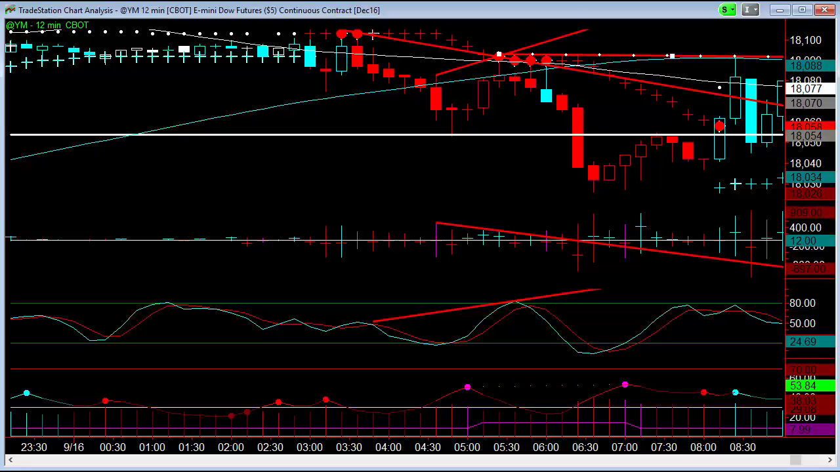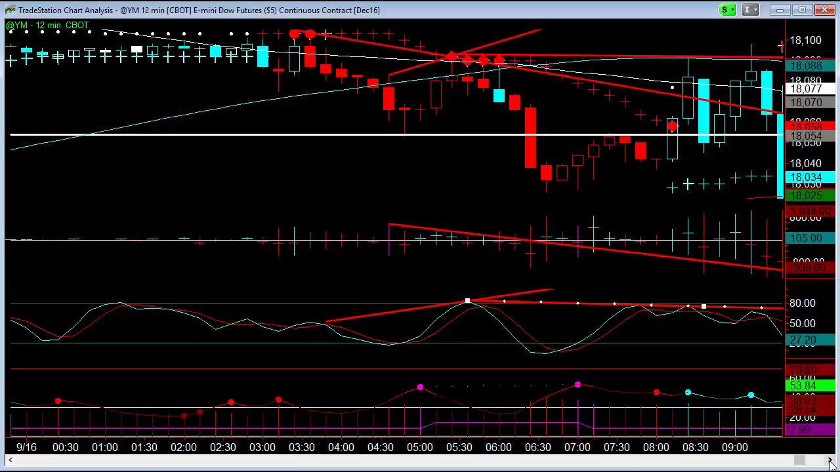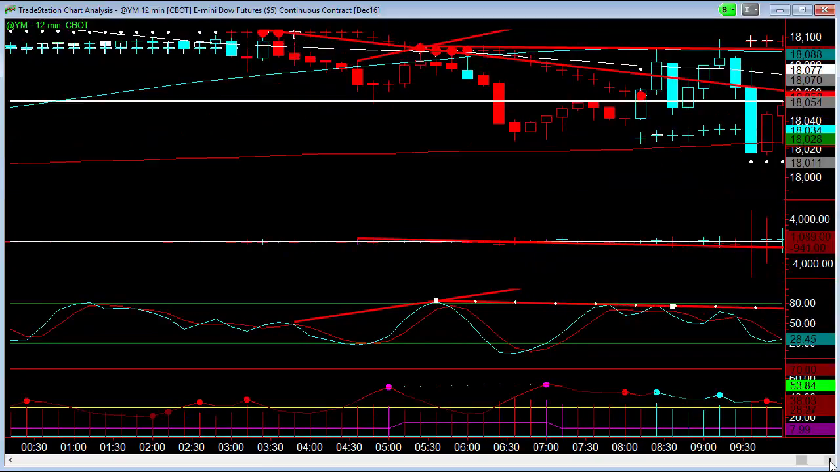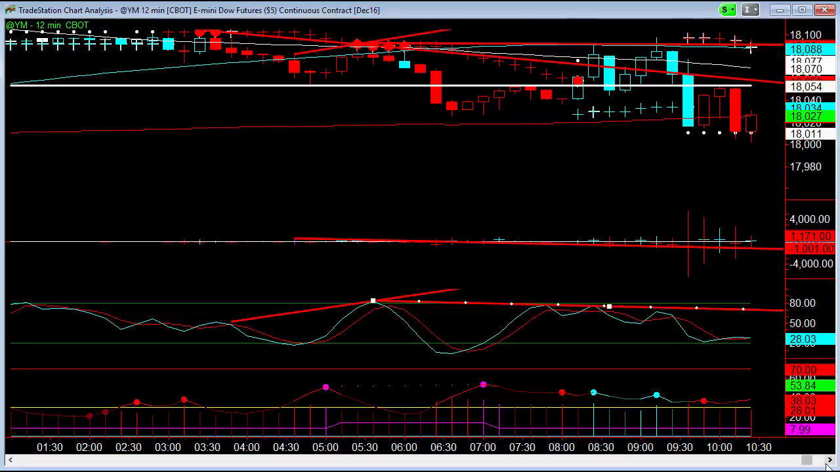Did not do that in the stochastics. In the stochastics, still making a lower high. Again, just evidence that it's probably going to go down. It's not going to be able to go up. If you follow the stochastics again, you see that you made even a lower high over here. Again, good indications that the market was going to go down at the open.